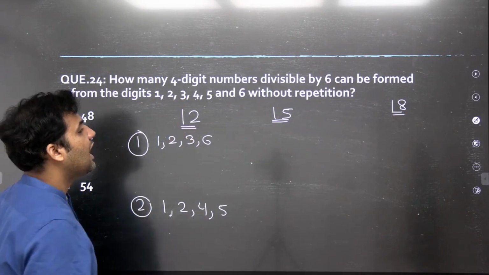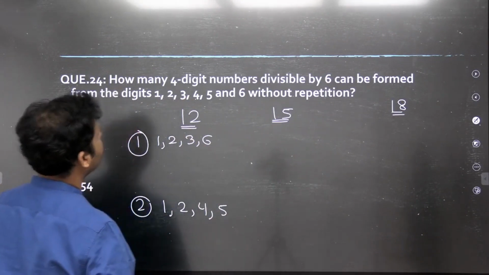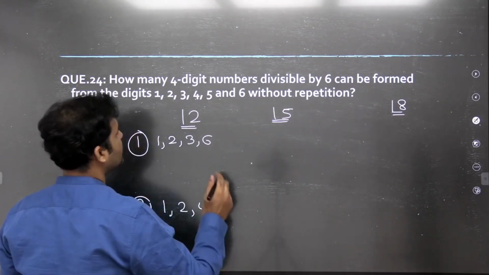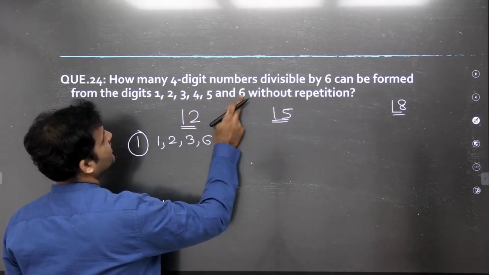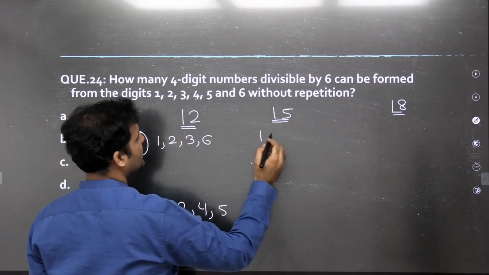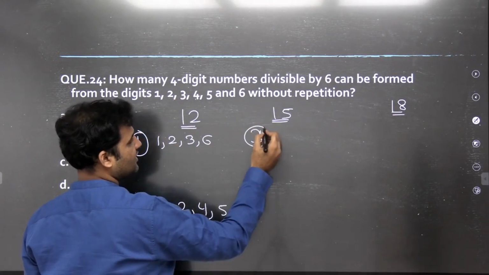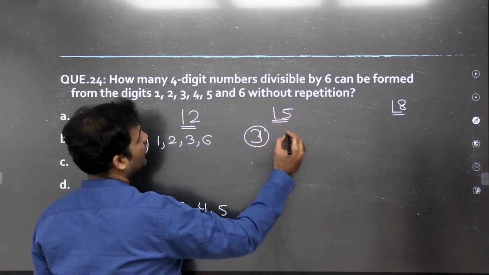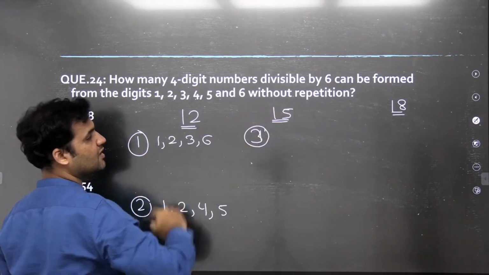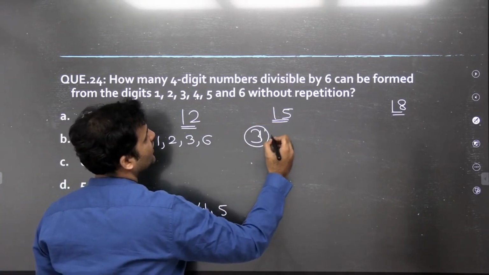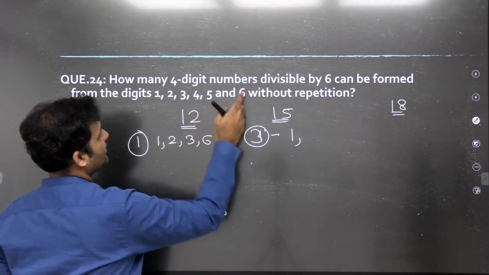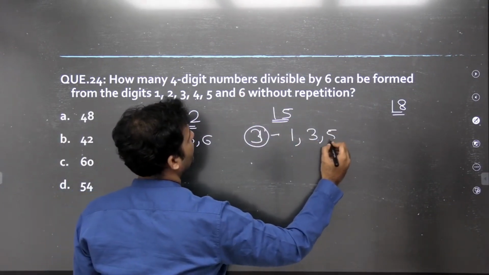Now let's go to 15. How can we have the sum as 15, guys? The sum of 15 can be made if you take the digits 6 plus 5, 11, 11 plus 3, 14, plus 1, 15. This would be our third case. Looking at the third case where the sum of digits is 15, the digits we are supposed to use are 1 plus 3, 4, 4 plus 5, 9, plus 6: 1, 3, 5 and 6.